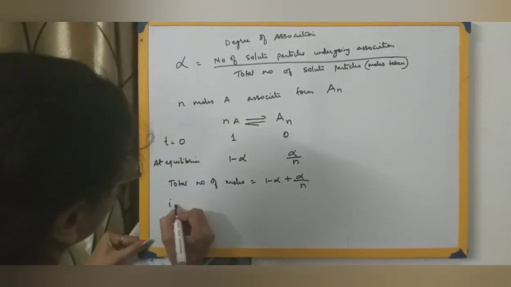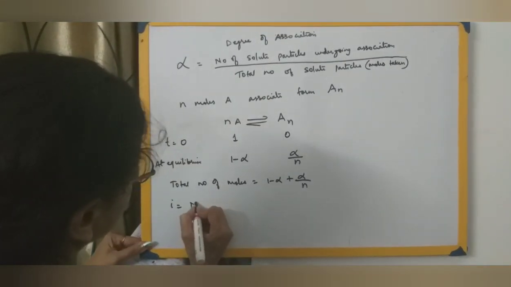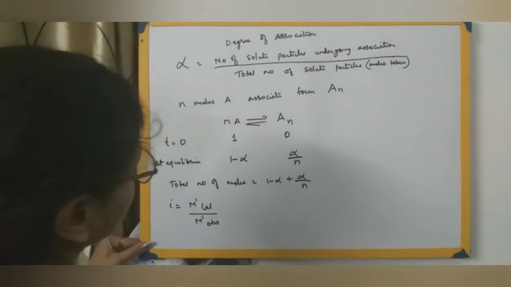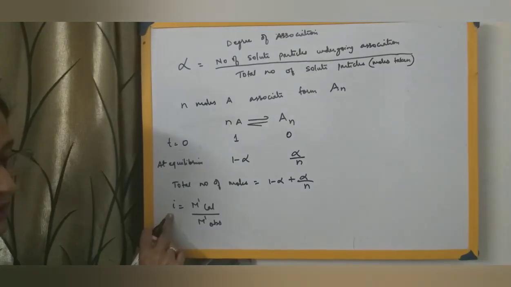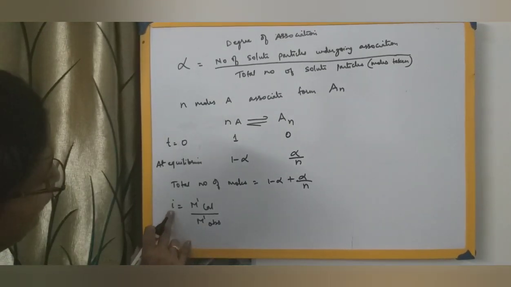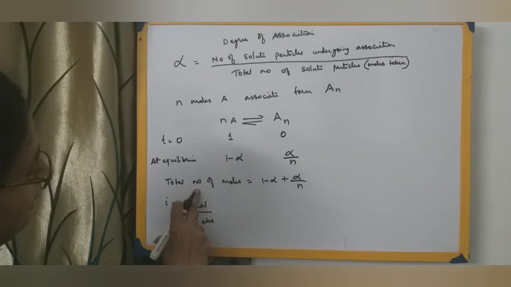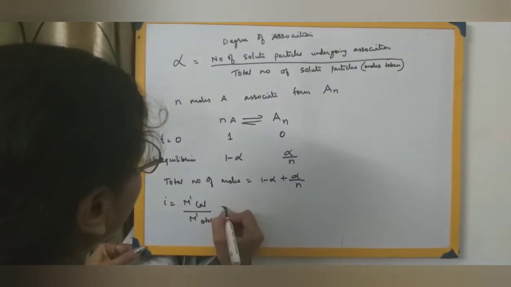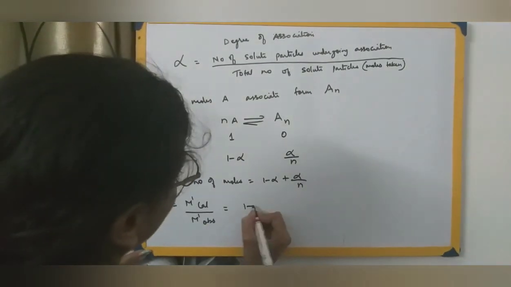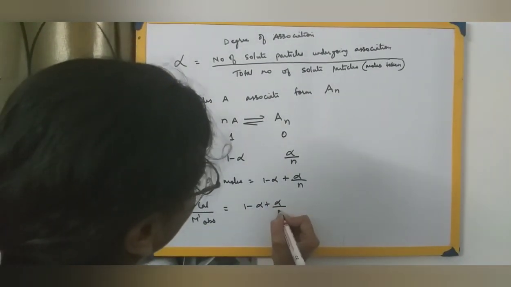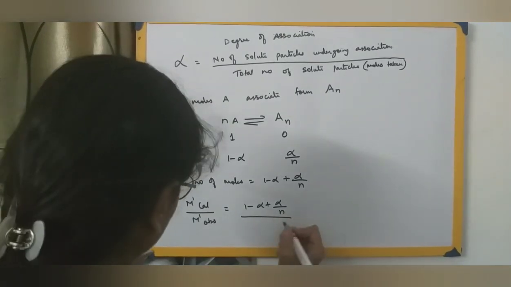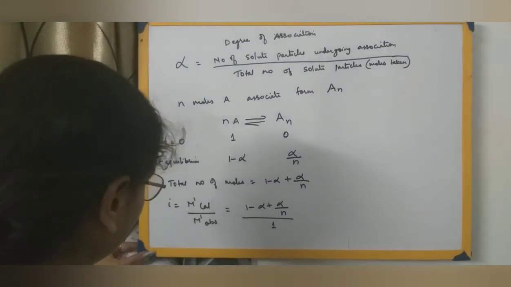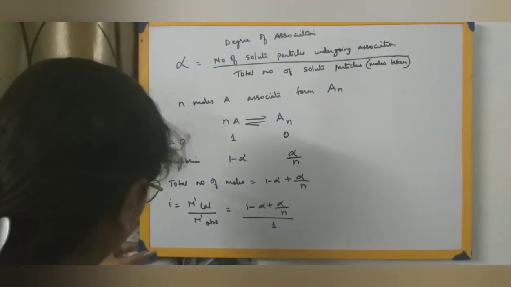Now i's value, that is your Van't Hoff factor, we already found is M' calculated upon M' observed. If you are relating the Van't Hoff factor with molecular mass, then the Van't Hoff factor is equal to M' calculated upon M' observed. So this will be M' calculated, which we have calculated over here as 1 minus alpha plus alpha by n, upon the observed value, which was 1, because we are putting one particle over here.